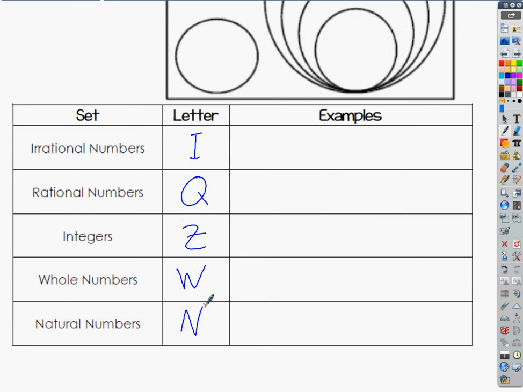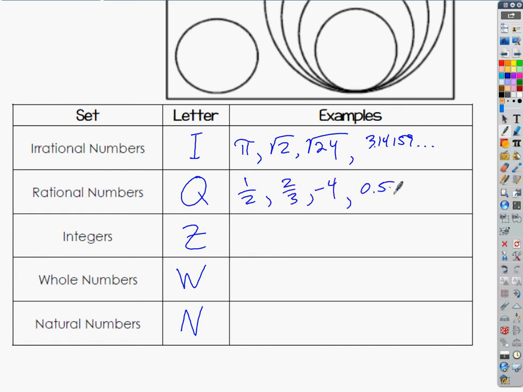Examples, irrational numbers, remember those are all the things that can't be written as a fraction. So things like pi, the square root of 2, the square root of 24, stuff like that. As decimals, they would be things like 3.14159, and on and on and on. Rational numbers, those are things that can be written as fractions. So 1/2, 2/3, -4, 0.5, 0.3 repeating would be some examples, right?